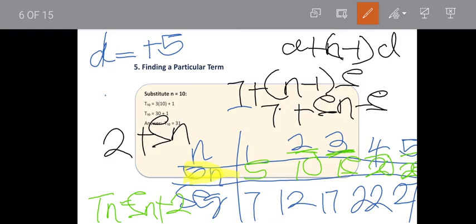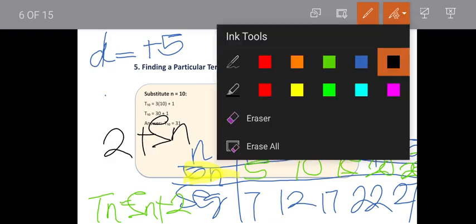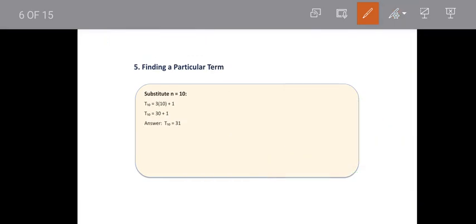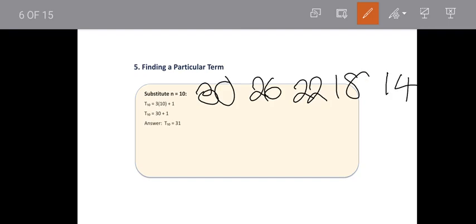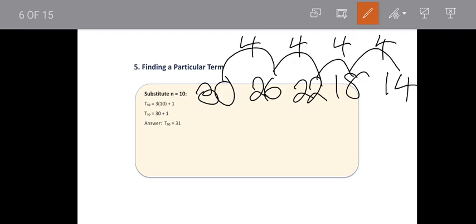Then you're also going to have negative differences. So here we are looking at positive. For example, we are saying that our d is positive 5, positive 4, positive 3. So here was 30, 26, 22, 18 and 14. The difference from 30 minus 26, that is a 4. 26 minus 22, that is a 4. 22 minus 18, a 4. 18 minus 14, that is a 4.